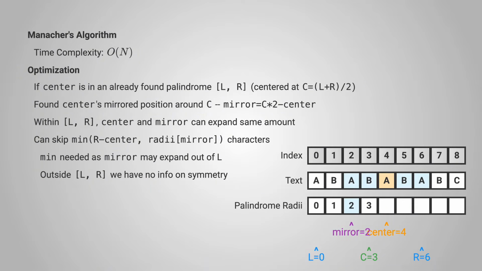Because of the symmetric property of palindromes marked by L and R, within the range of L and R, center and mirror index are able to expand by the same amount. Here we're emphasizing within the range of L and R, because it's possible that the mirror can expand to the left of L, and the out-of-bound amount can't be used on the current center index. In this example, the palindrome radius at mirror position is 2, and this expands exactly to L, not out of L. So two characters can be skipped when we expand the current center, and comparison starts from the third character.